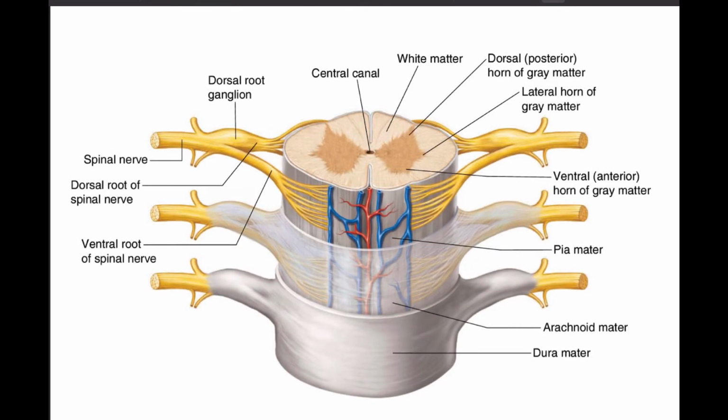So this white matter on the dorsal side of the spinal cord, we call it the dorsal column or dorsal funiculus, and the white matter on the lateral side, we call it the lateral column or lateral funiculus, and the white matter on the anterior side is the anterior column or anterior funiculus.